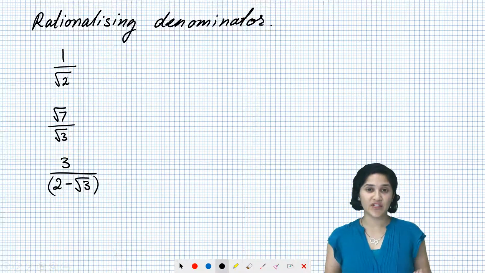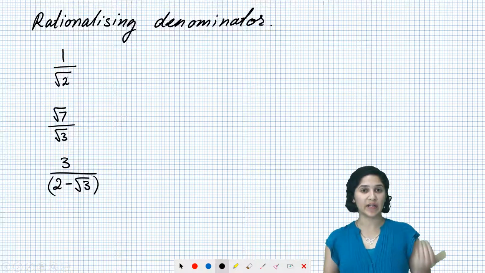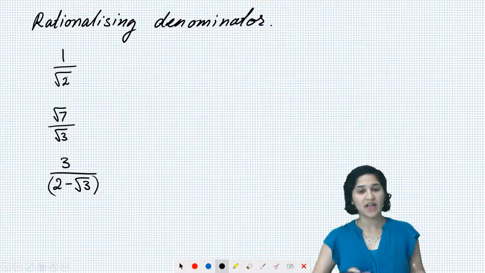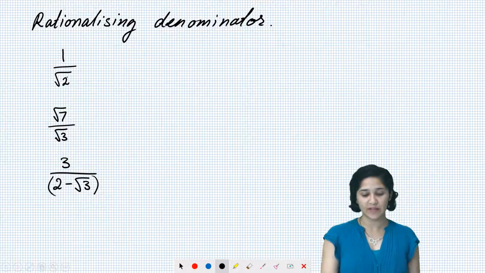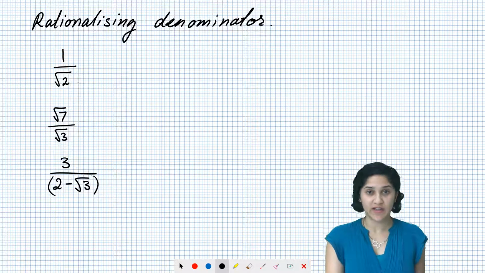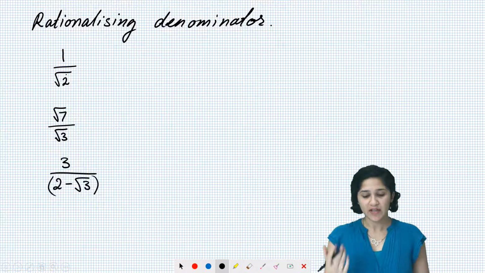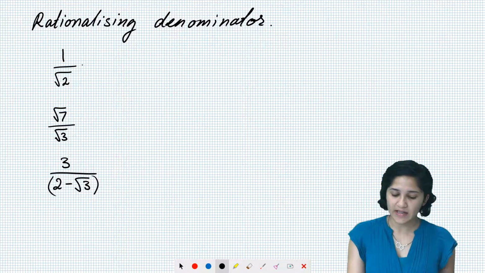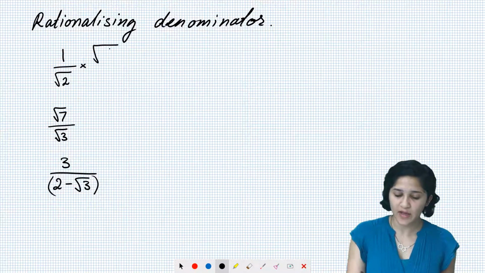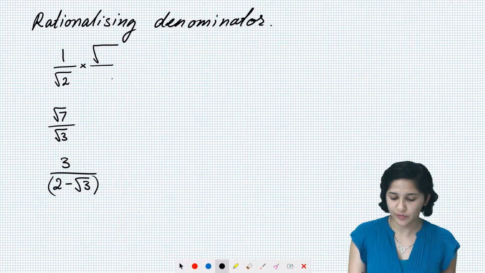So the standard convention is that surds aren't allowed to appear in the denominator of a fraction. So anytime we do have something like this, we have to rationalize the denominator, which means make the bottom number rational. So the way we do that is to multiply the top and the bottom by the square root 2.